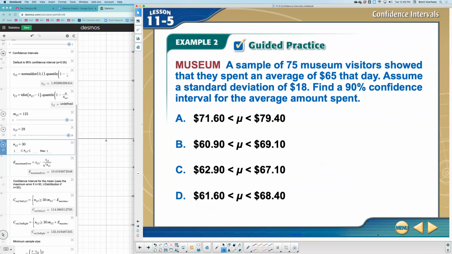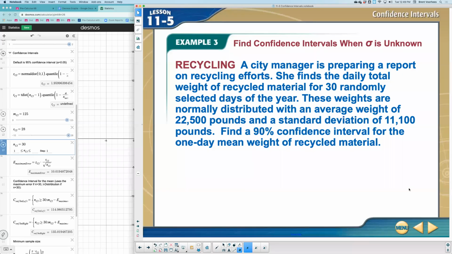Here's one for you to try. Pause the video if you need more time. Example 3. A city manager is preparing a report on recycling efforts. She finds the daily total weight of the recycled materials for 30 randomly selected days of the year. So that's going to be our N right there. N is going to be 30 days.